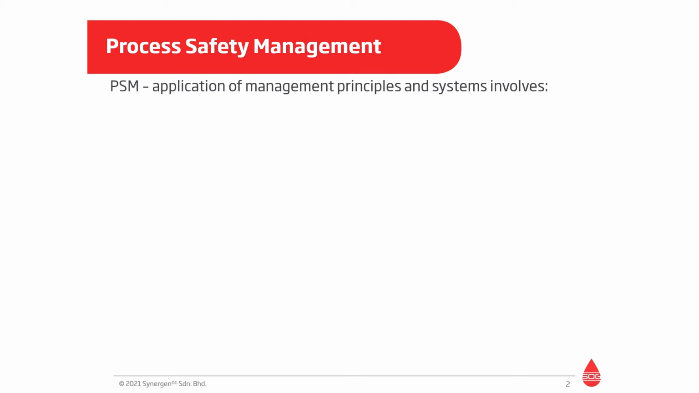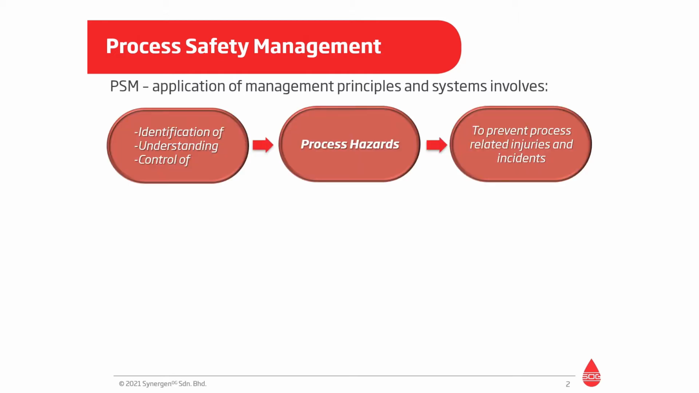Process safety management, usually called PSM, is an application of management principles, and the system involves the identification of process hazards, understanding of process hazards, and control of process hazards, which aims to prevent process-related injuries and incidents.